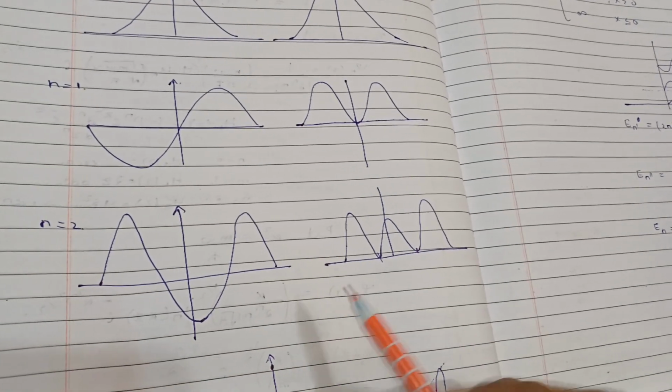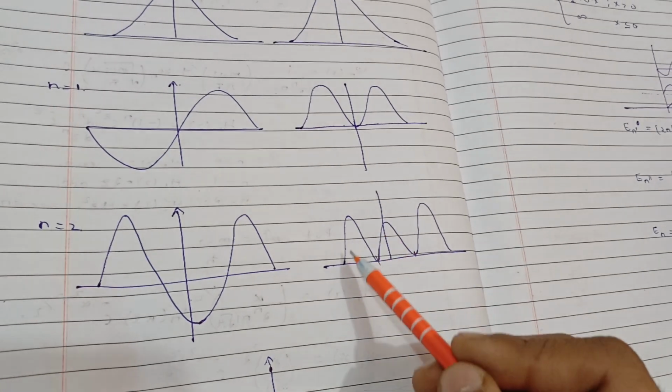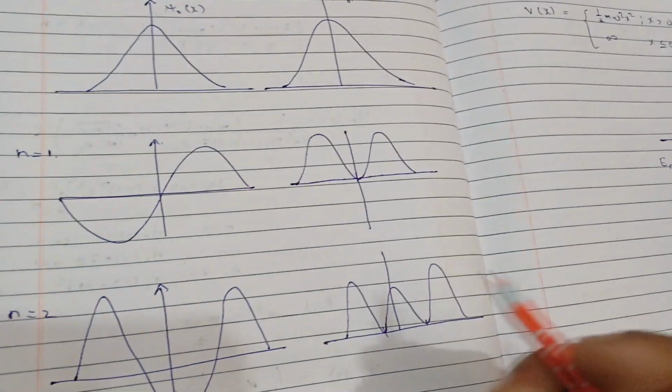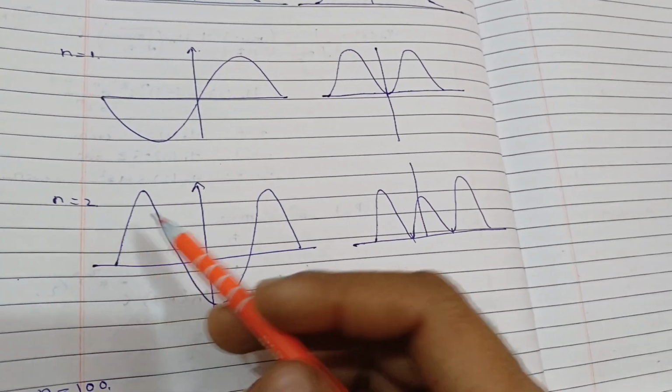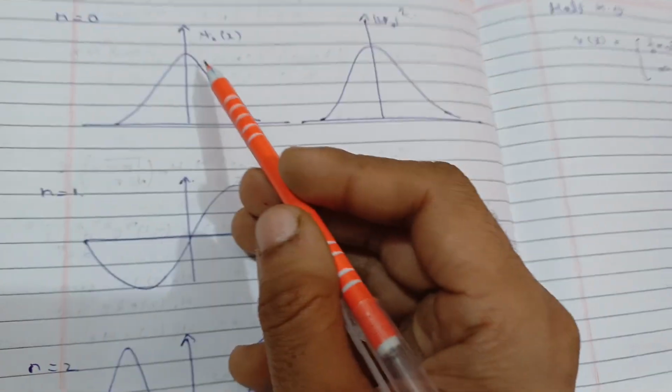And for n equal to 3, it will be lowering here, meaning the minima here, and you will get this kind of terms. So that's how. And for n equal to 3, this will be maximum at the center. And for all the odd terms, you will get 0 here, and for all the even terms, you will get maxima here.